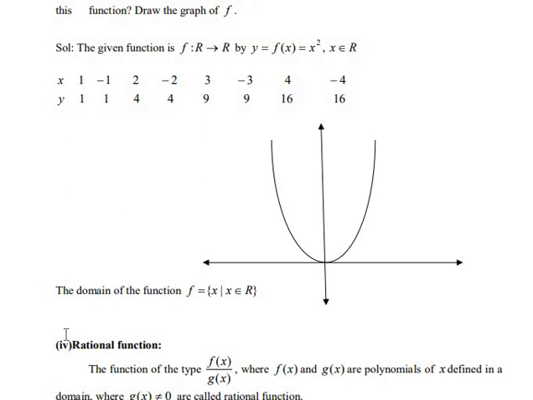Now the domain of the function f is equal to {x such that x belongs to capital R}. That means for every value of x, a real number, you will get a value, you will get an image. So the domain of f is equal to R.